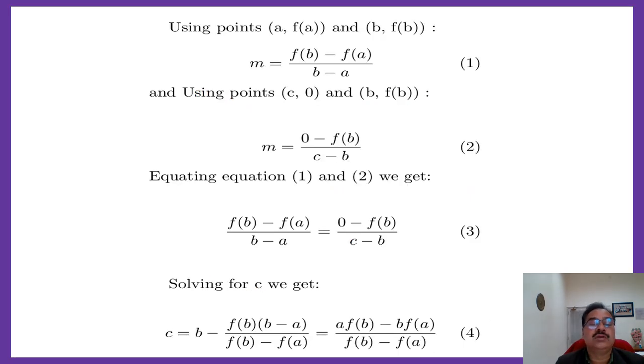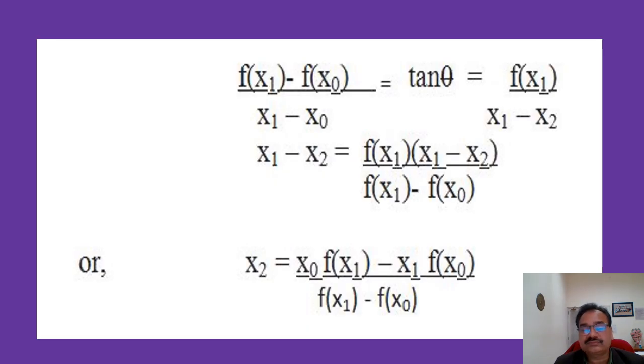So now, using the points, you can write the slope. What is the slope? f of B minus f of A divided by B minus A, and using the point you may develop and you will get this formula: c is equal to (a f of B minus b f of A) divided by (f of B minus f of A). So you have to remember this equation 4. This is a formula. In this way, you can find out the value of c.